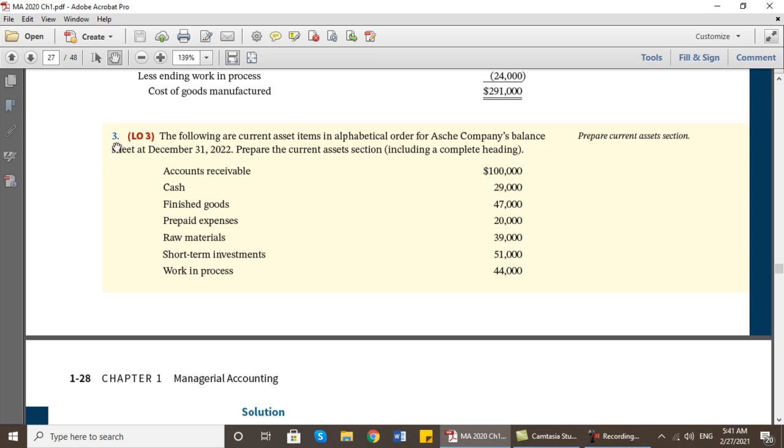Exercise number 3. The following are current assets items in alphabetical order for a company balance sheet at December 31, 2022. Prepare the current assets section, including a complete heading. This is accounting principle question. As you see, the following are current assets items in alphabetic order. We now want to prepare a current assets section.